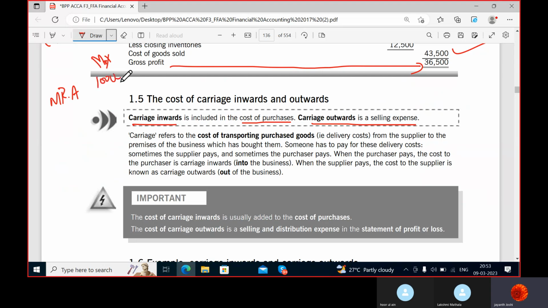A purchased 100 units from Mr. X at the rate of $10. So it is $1,000 is the cost of material. Okay, $1,000. That is the inventory.